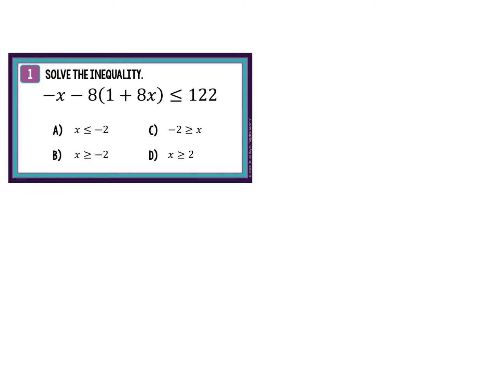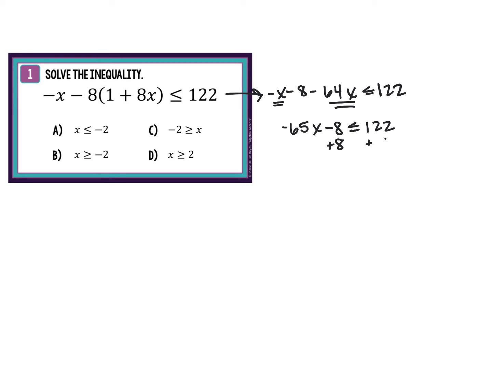To solve this inequality, I'm going to first distribute the negative 8 into the parentheses, and that will give me negative x minus 8 minus 64x is less than or equal to 122. Then over on the left-hand side, I'll combine my like terms. So we've got negative x minus 64x, that's negative 65x, minus 8 is less than or equal to 122.